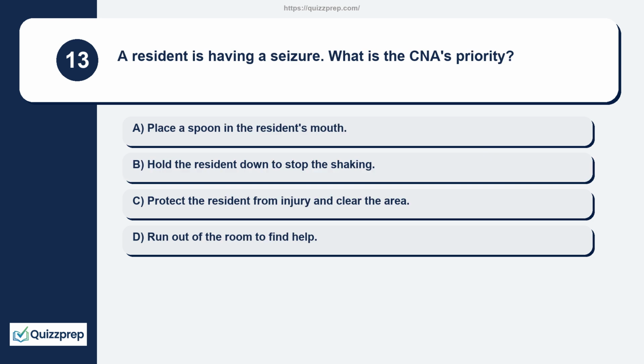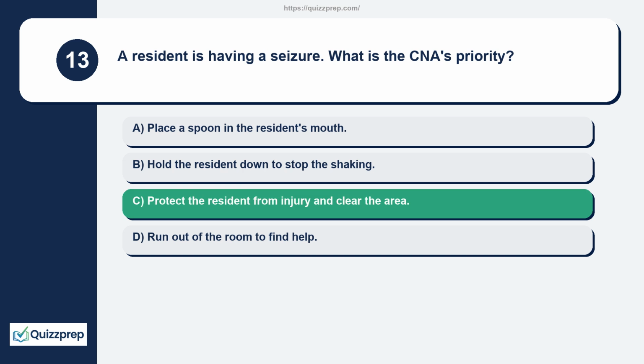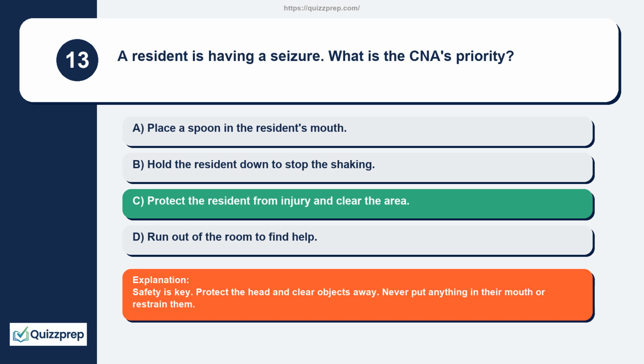Question 13. A resident is having a seizure. What is the CNA's priority? Place a spoon in the resident's mouth. Hold the resident down to stop the shaking. Protect the resident from injury and clear the area. Run out of the room to find help. Safety is key. Protect the head and clear objects away. Never put anything in their mouth or restrain them.